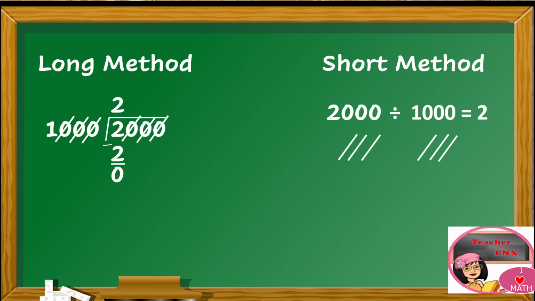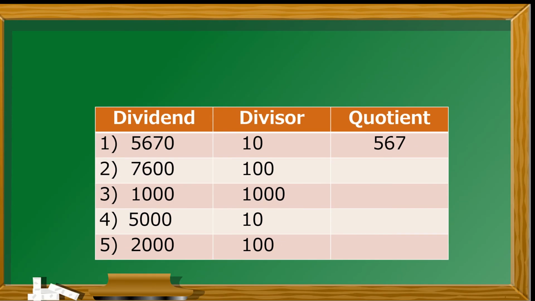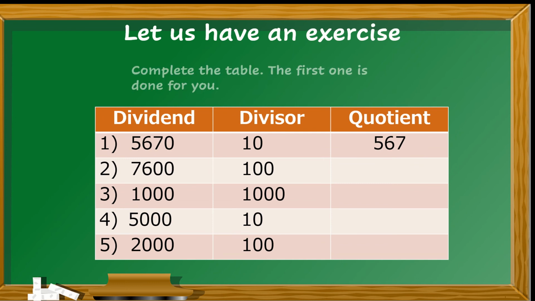Let us see sa short method. They're just the same. The answer here is 2. Dahil merong tatlong 0 sa divisor, which is 1,000, dito din, ika-cancel natin yung tatlong 0 ng 2,000. So, 2,000 divided by 1,000 is 2. Gets? That would be by 1,000. Okay, let us have an exercise.